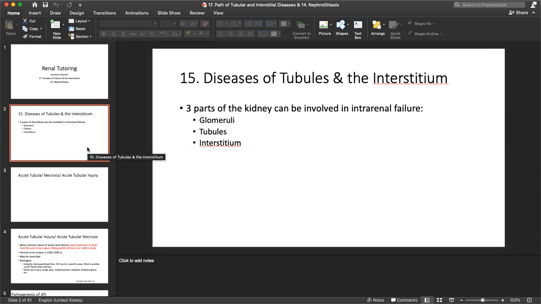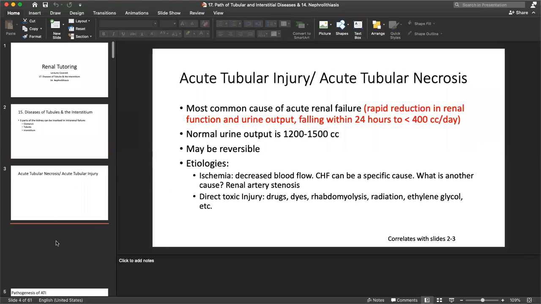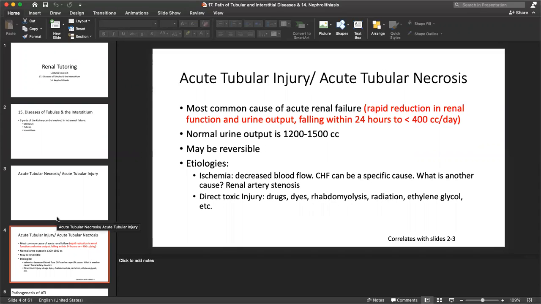So there's three parts of the kidney that can be involved in renal failure: the glomeruli, tubules, and the interstitium. So let's look at ATN. Now, this is going to be the most common cause of renal failure. It's going to be a rapid reduction in renal function and urine output, falling within 24 hours to less than 400 cc's a day. Like 100% you have to know this. So normal urine output is 1,200 to 1,500 cc's, but this is falling to less than 400.